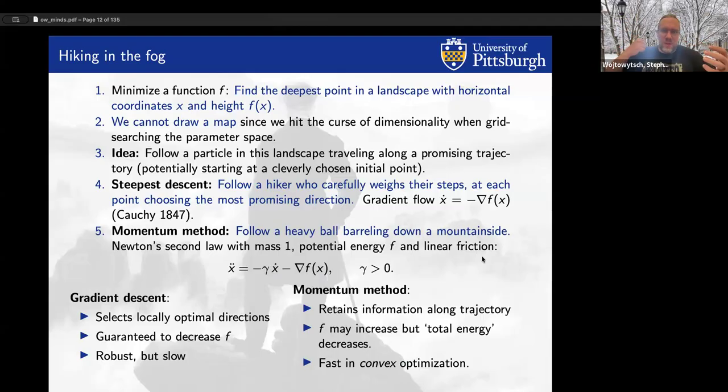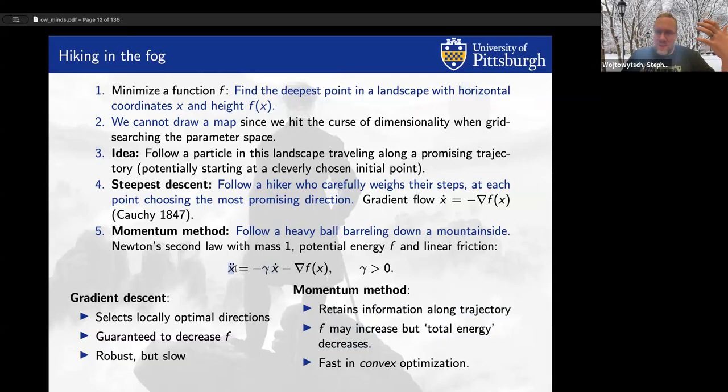instantaneously adapt to new geometric information. We can't instantaneously change our direction of movement, and that means we retain some sort of information along the trajectory. So we have implicitly encoded in the physics a memory of what we have seen before along our path. This may at times increase the objective function f, but there is a total energy that decreases. That is, conservation of energy, dissipation of energy, because we've got some sort of friction here.